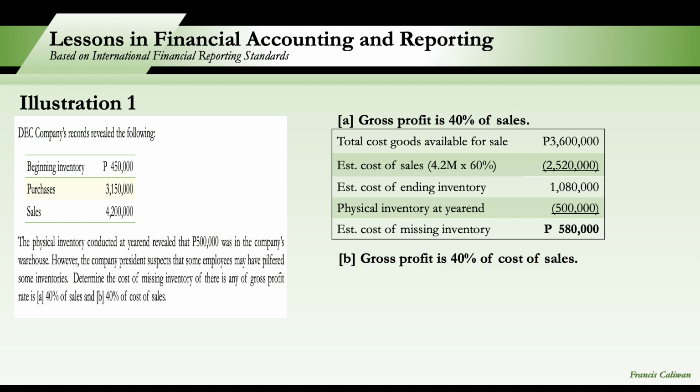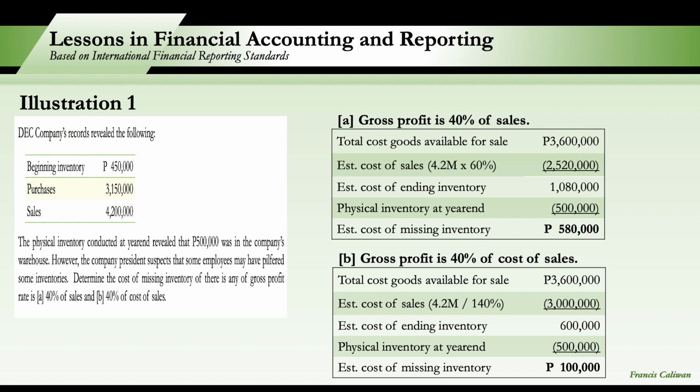Next, gross profit is 40% of cost of sales, or 40% of cost. So to determine the estimated cost of sales, our solution is sales divided by 1 plus 40%, or 140%. So again, we'll start with our cost of goods available for sale of 3,600,000. And then we deduct our estimated cost of sales, which is 4.2 million divided by 140%, or 3 million. And therefore, our estimated cost of ending inventory is 600,000.